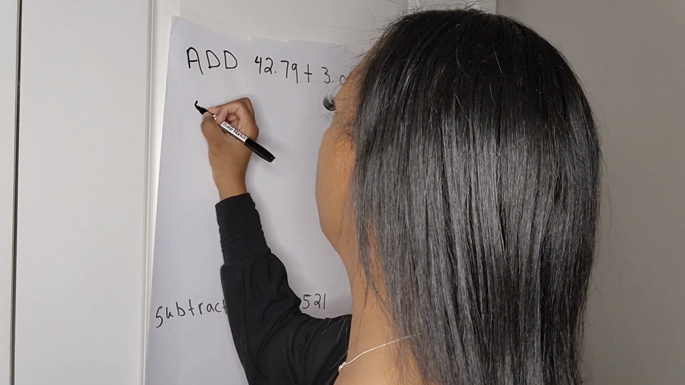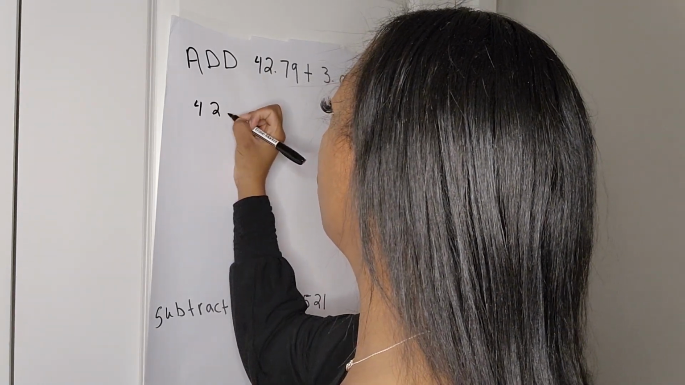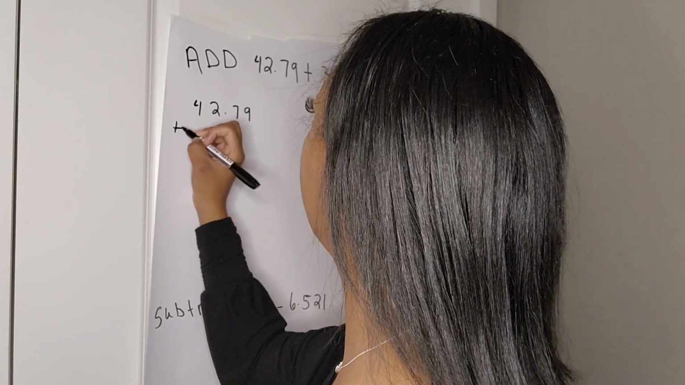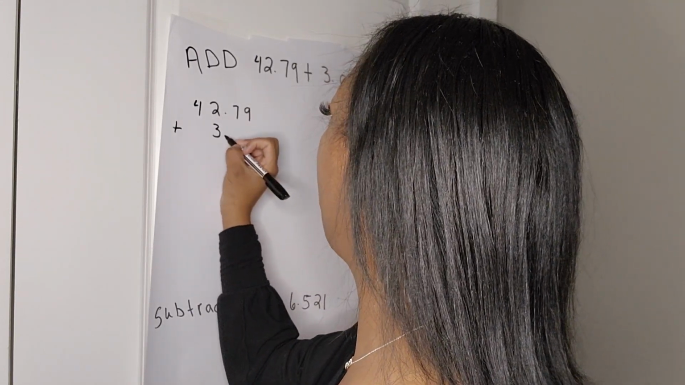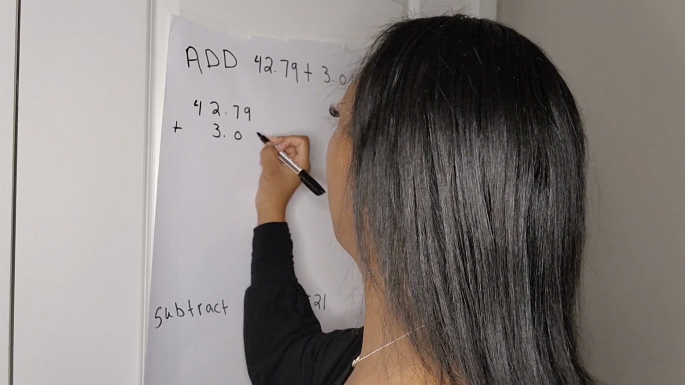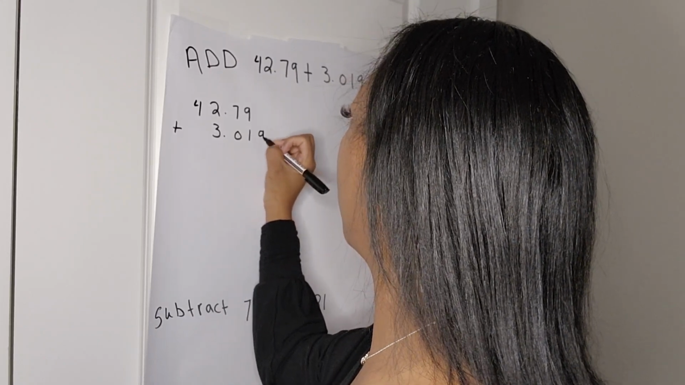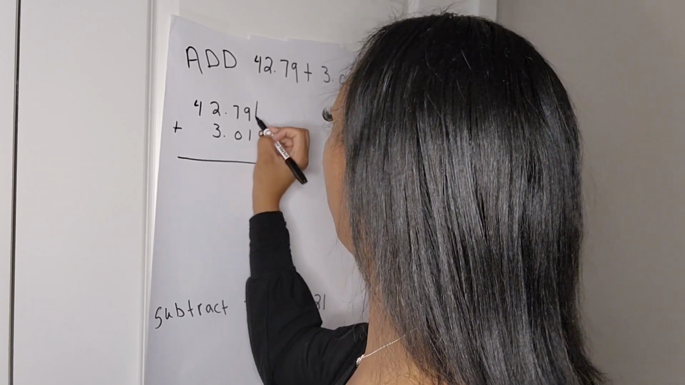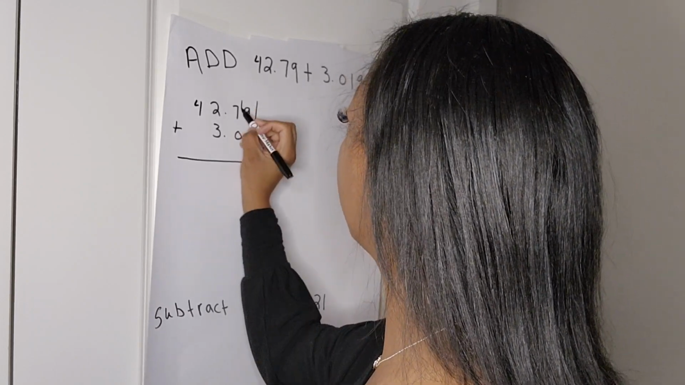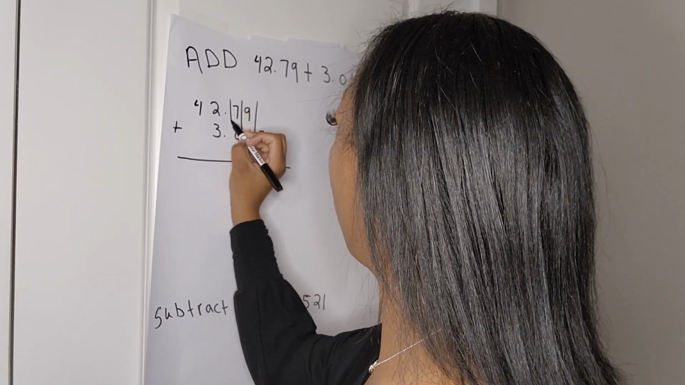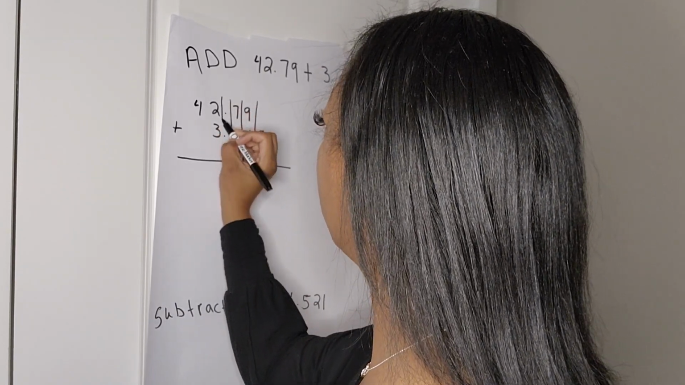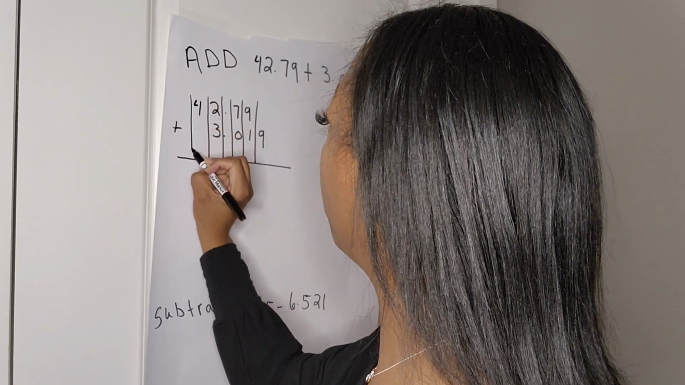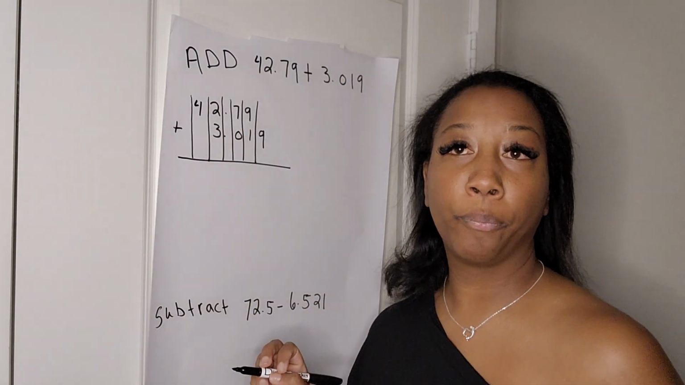So I am going to put 42.79 plus 3.019. Put my line down. I'm going to put my slots to make sure they are all in their own little place. There we go. So that's my number.